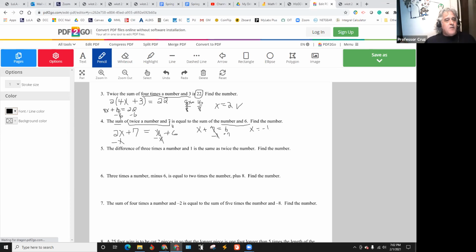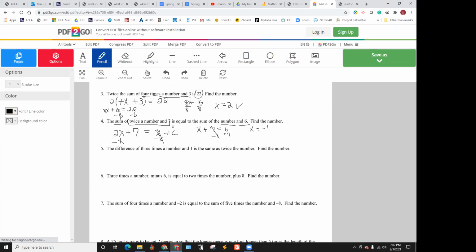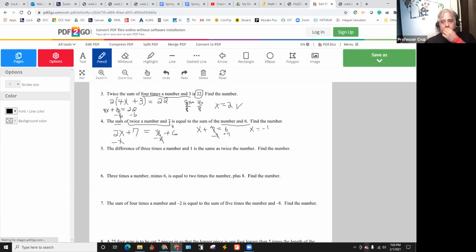X equal to -1. Yes, I got a -1 as well. Okay, good. All right. So what happens when you set up number 5? I'd like to hear somebody yelp out how they do that.